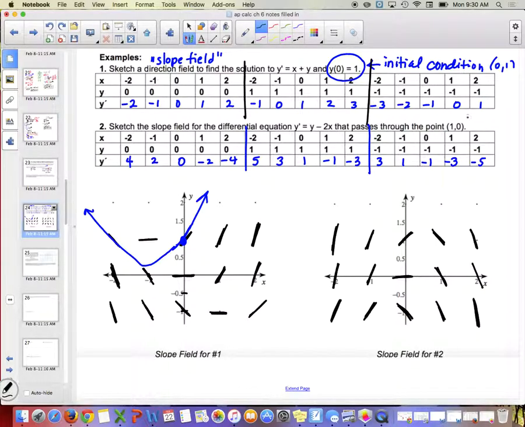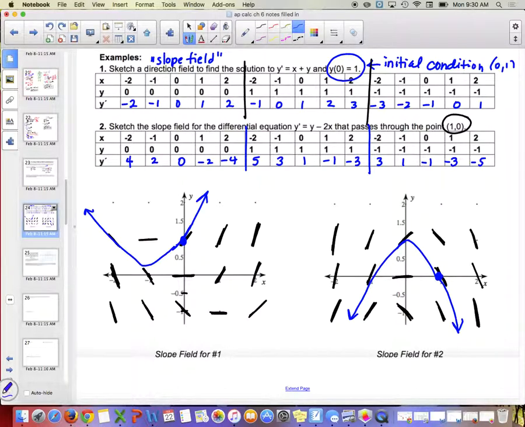So this one goes through the point 1, 0. That's still an initial condition. It's written a little bit differently. So it has to go through that point. So can you guys kind of tell where it would go? It's going to go between those. It's going to go up, but at some point it has to turn because of that one slope that's positive. So something like that.